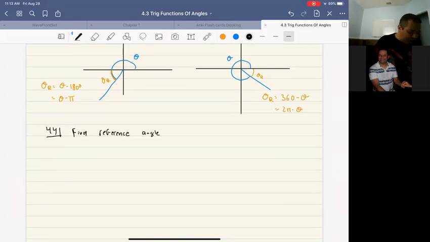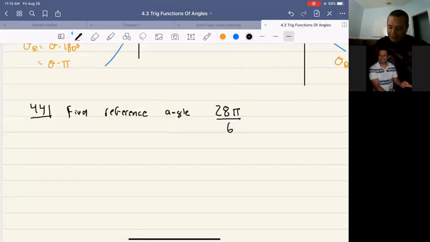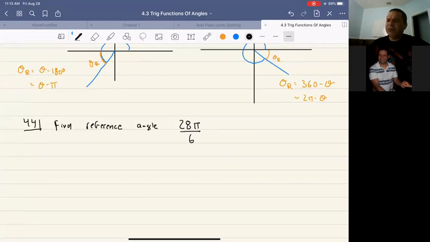Here we're looking at 28 pi over 6. Again, we're going to have to mod out the rotations. I think that's actually the right term too, but I don't know. The first thing I'm going to do is say, how do I divide 28 by 6? So I'm going to rewrite this as 24 pi over 6 plus 4 pi over 6.